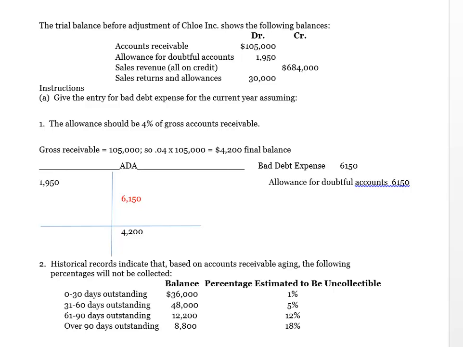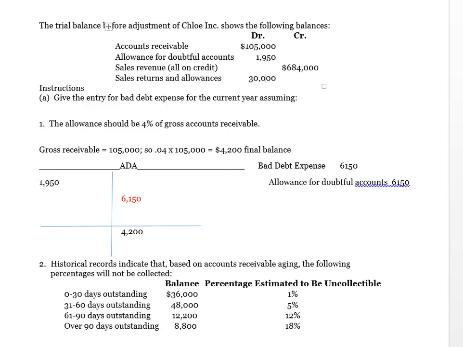So in this particular question, we're given the trial balance for a company, Chloe, and they're giving us balances in the receivable, and this is the gross amount of the receivable, the debit balance. And we can see the allowance is in an unusual position. It's in a debit balance, which means what? It means that we wrote off more to the allowance than we actually set up in the beginning. We know we have credit sales revenue of $684,000, and we do have some sales returns and allowances of $30,000.